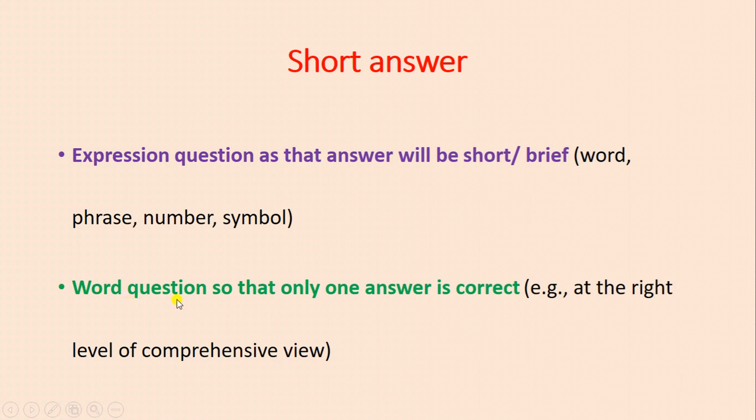Word the question so that only one answer is correct. We have to write down the question in such a way that only one answer is correct. There should not be two, three or four correct answers. In short answer we have to write the question in such a format that only and only one answer is correct, at the right level of comprehensive view.